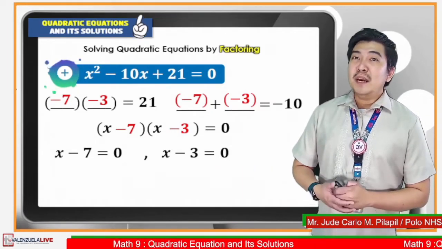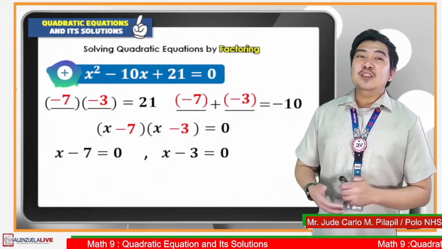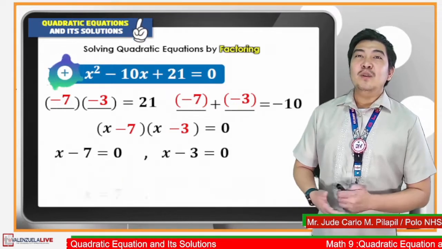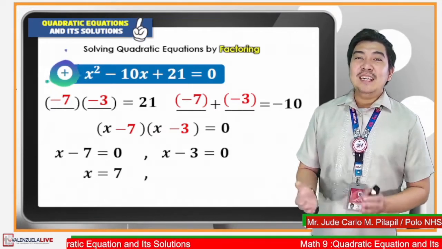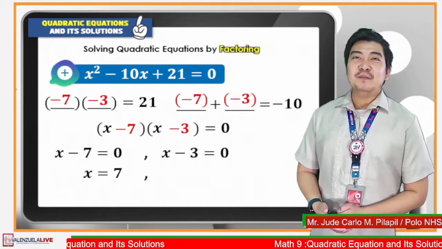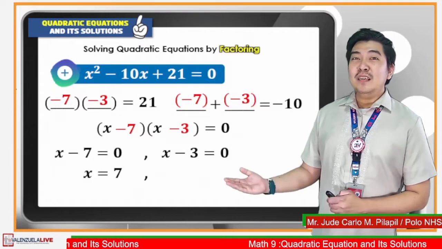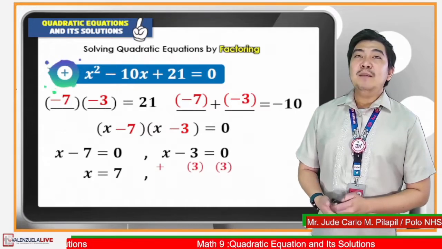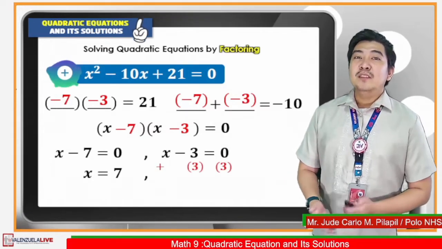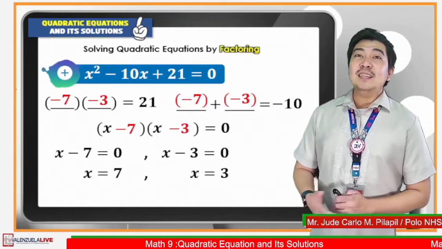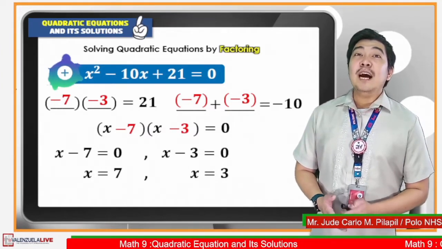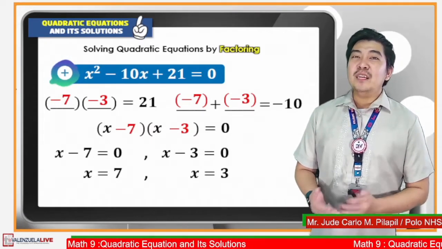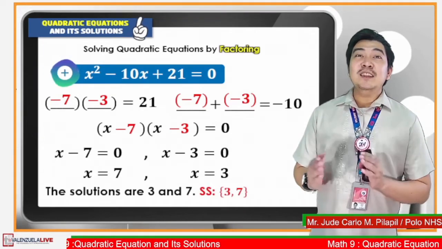In the equation x minus 7 equals 0, let us apply the addition property of equality by adding 7 to both sides of the equation. The result will now be x is equal to 7, and this is considered as our first solution. In the equation x minus 3 is equal to 0, we will also apply the addition property of equality. We need to add positive 3 to both sides of the equation. Simplifying this one, we will obtain x is equal to 3, which is considered as the other solution of our equation. Lastly, we determine the solution set of the given equation as the set containing 3 and 7.